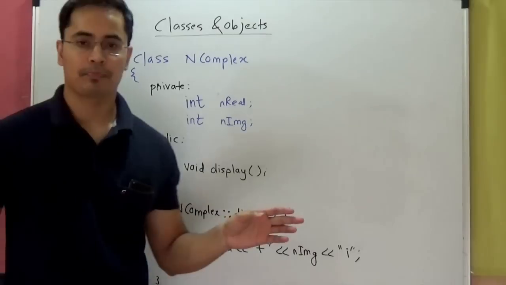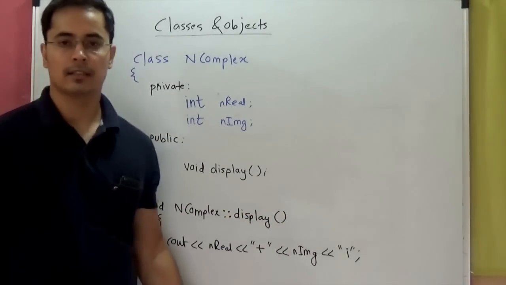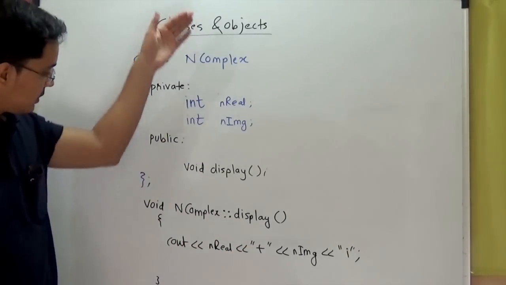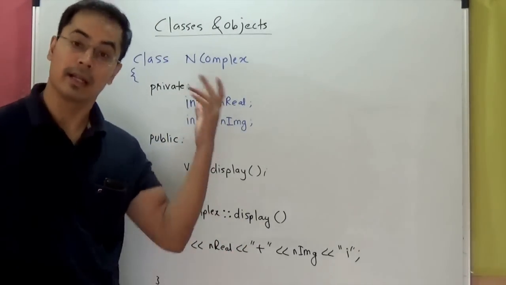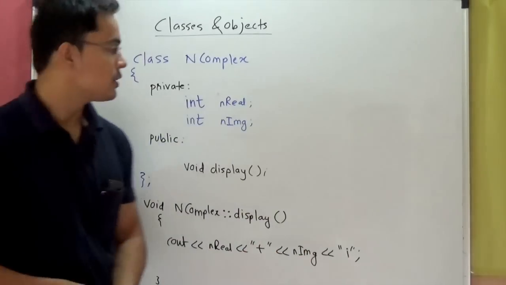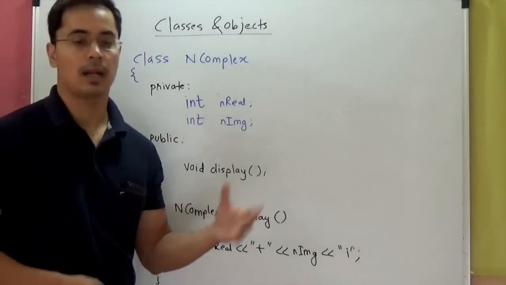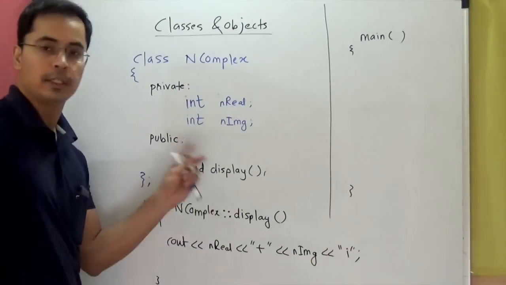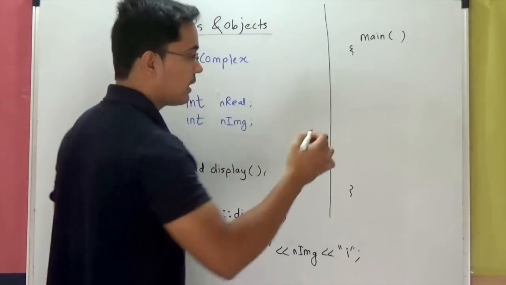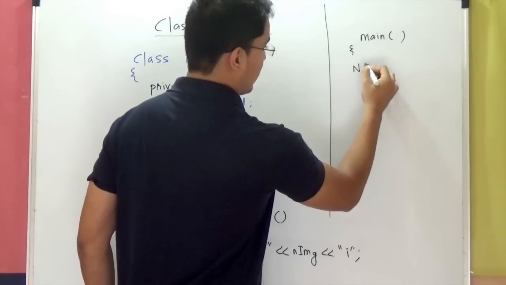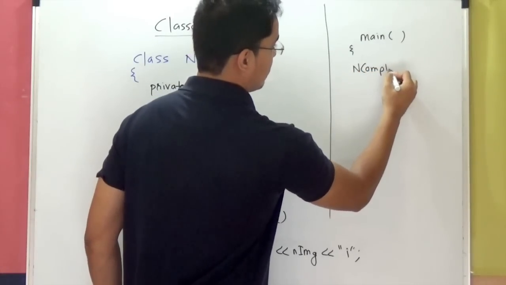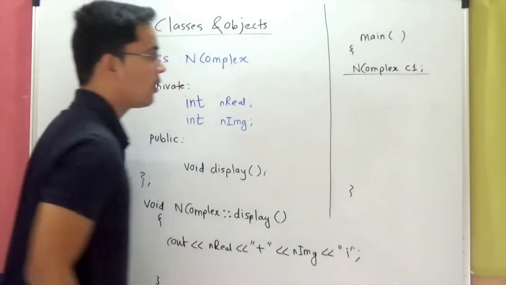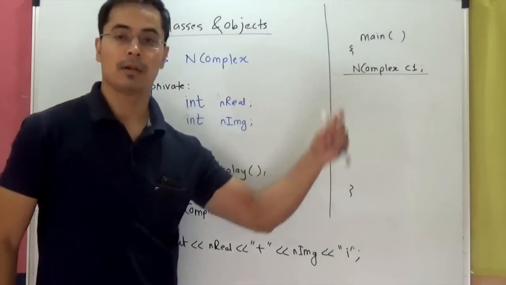So basically, just by writing the class, you cannot accomplish anything. No memory will get allocated just by declaring a class or writing a class. Nothing will happen. So in order to make use of this class in your main function, you've got to create an object of this class. So how do you create that? You say simply nComplex, right? Let's say C1. This is how you create an object of this class in C++.